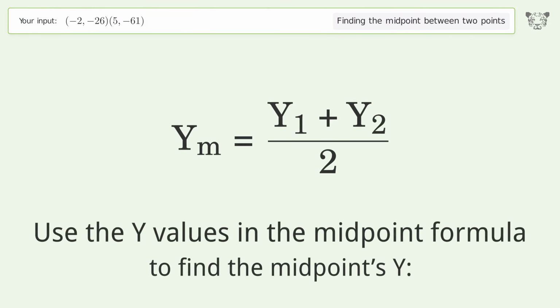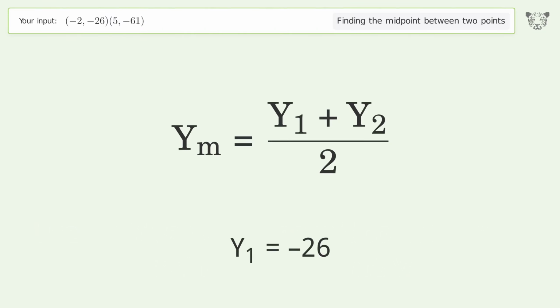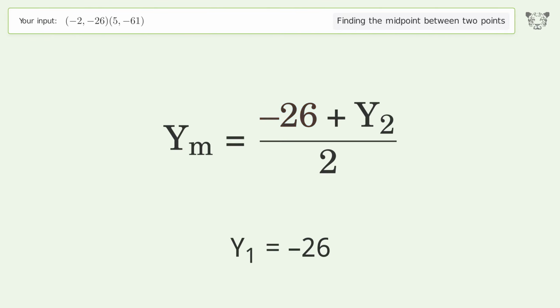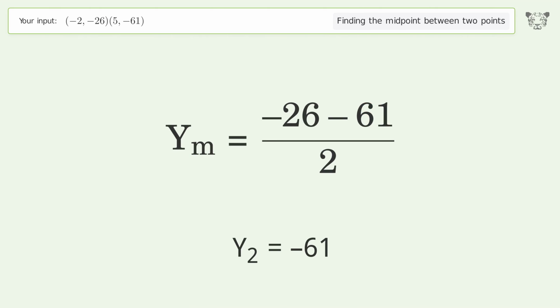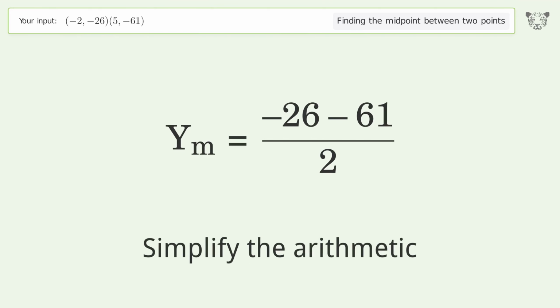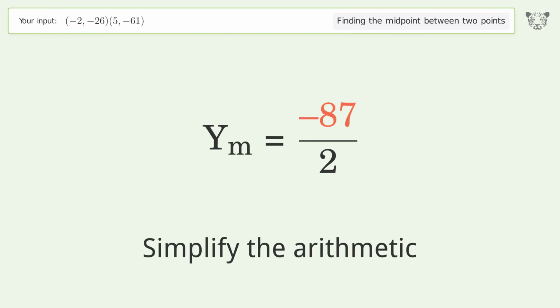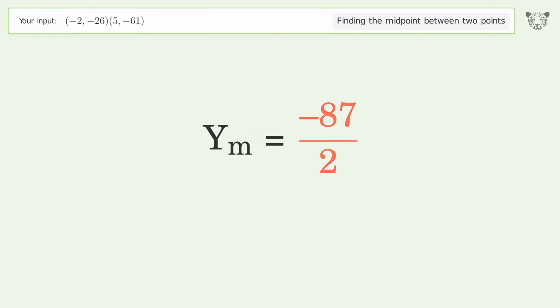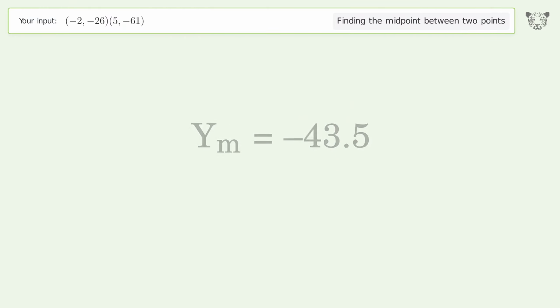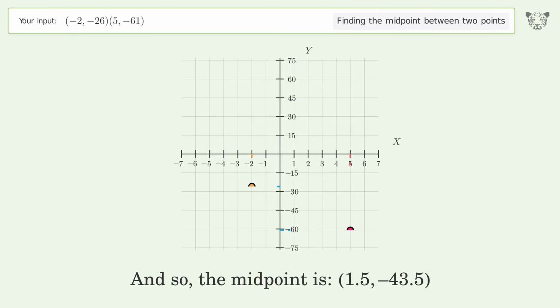Use the y values in the midpoint formula to find the midpoint's y. y1 equals negative 26. y2 equals negative 61. Simplify the arithmetic. And so, the midpoint is 1.5, negative 43.5.